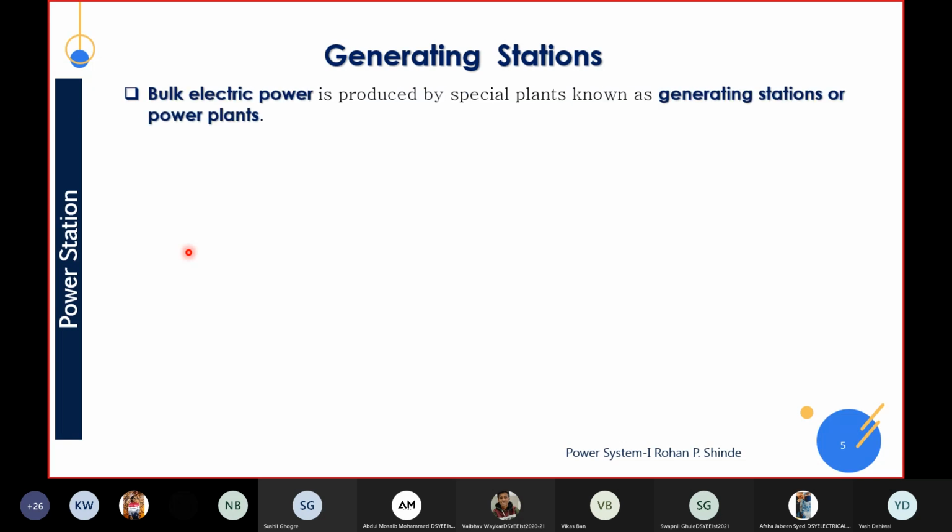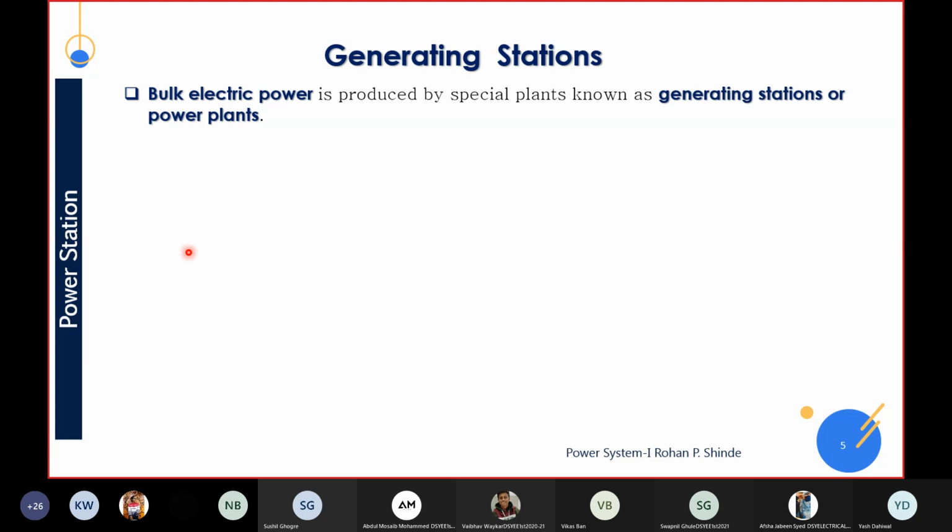So see here, all of you know that electrical power is produced by special plants. Okay, electrical power is produced at the different power plants, and those power plants are known as generating stations or a power plant. Okay, so see here, bulk electrical, that means a large amount of electrical energy is produced by different or special power plants.